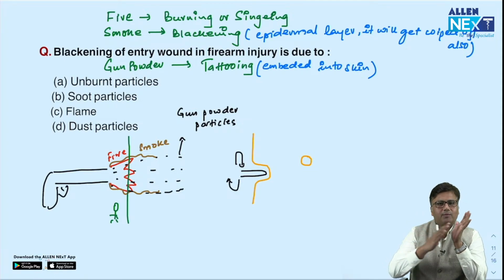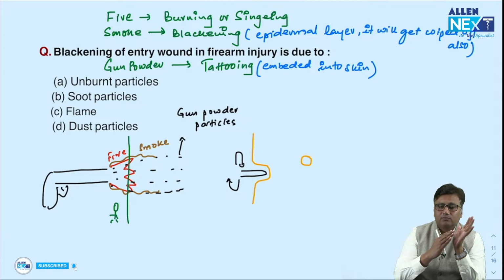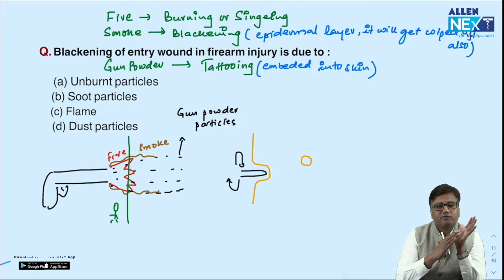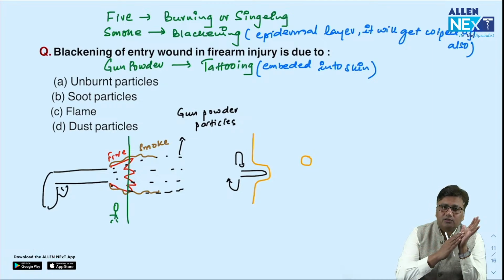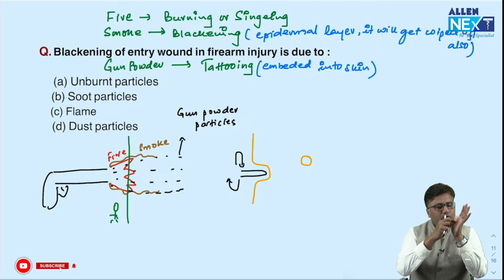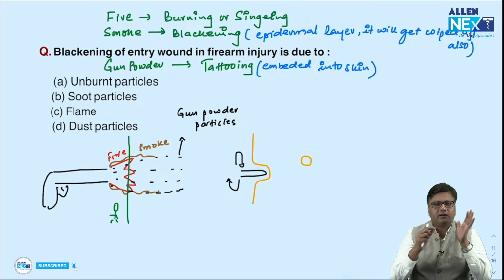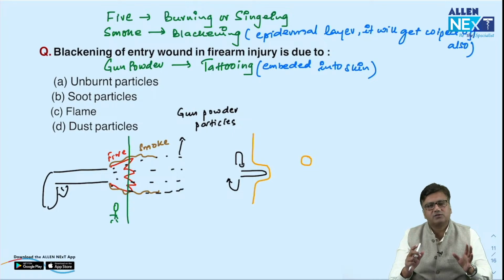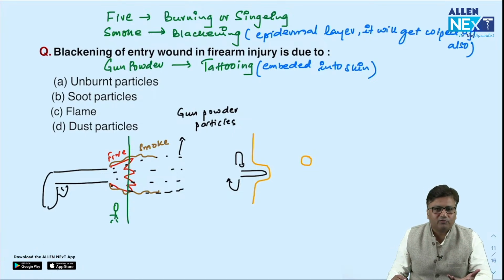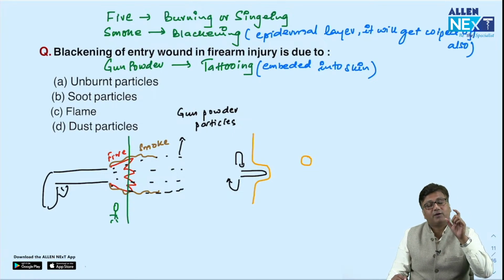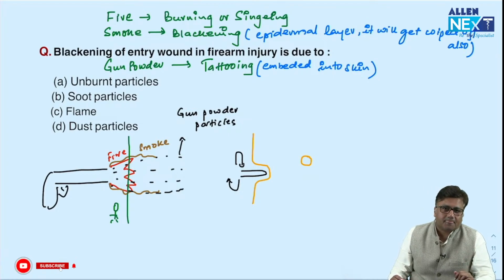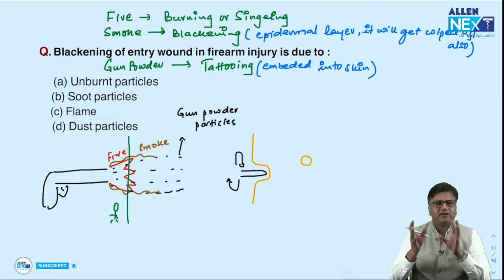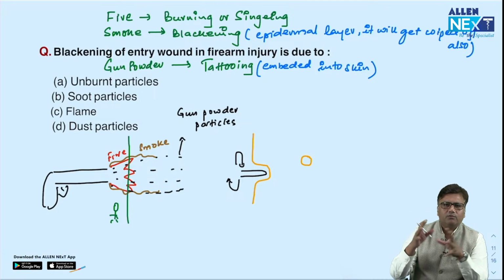So when you wipe it off with a piece of cloth, not a dry, even a wet cloth, that particulate matter which is embedded into the skin is not going to be wiped off. You cannot wipe it off. Yes, you can wipe off the blackening. Okay. So this is a very, very simple and easy way that we understand all these things in our class.